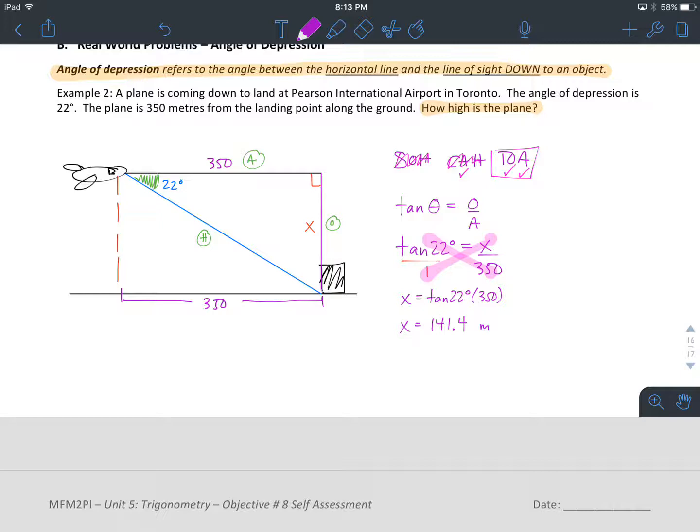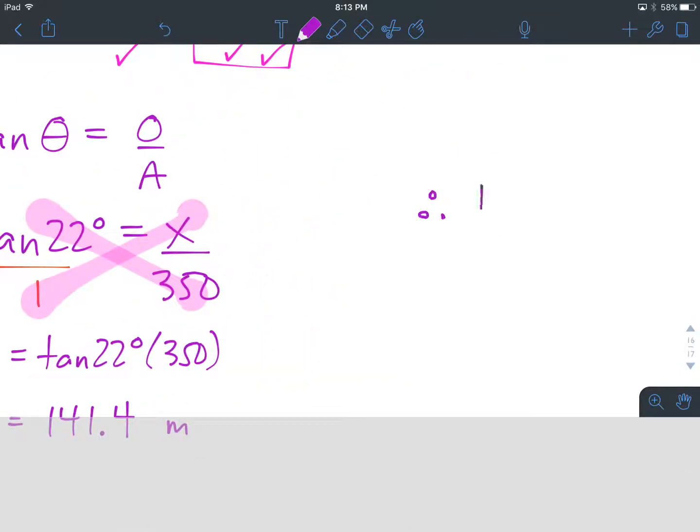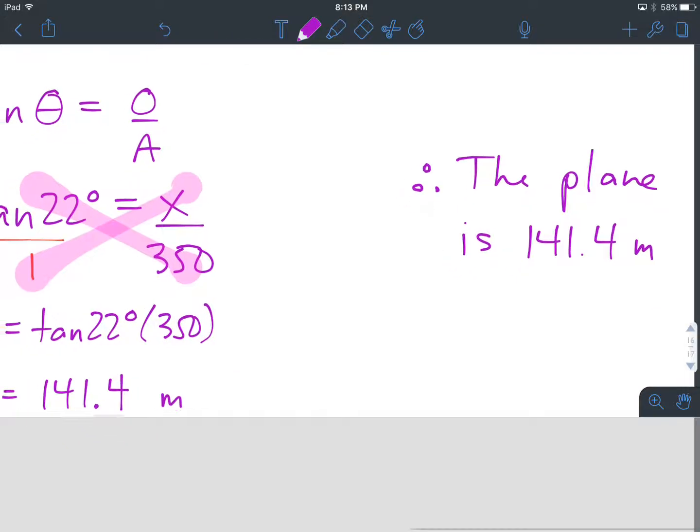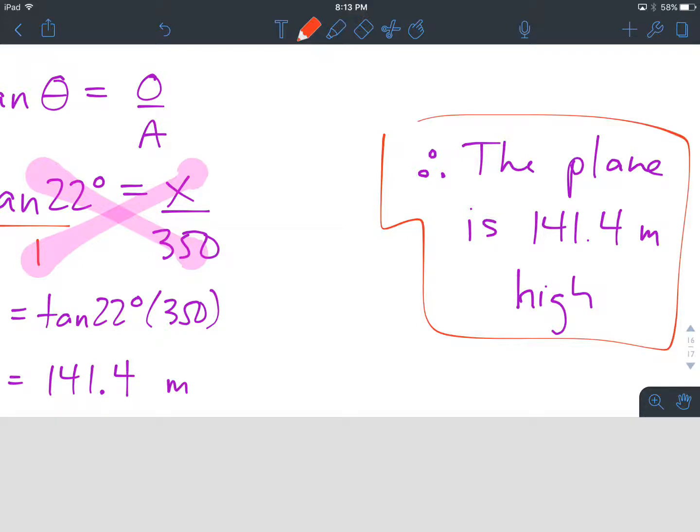Last thing we want to get in here is a little therefore statement. So therefore, the plane is 141.4 meters high. And we will put a little box around that, and we'll call it a day.